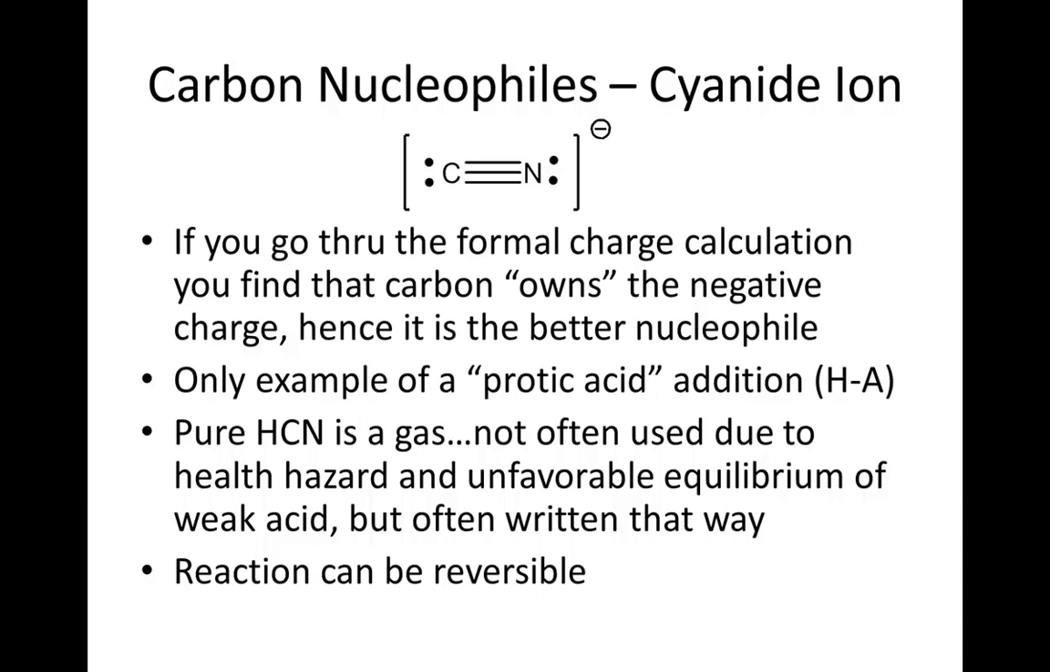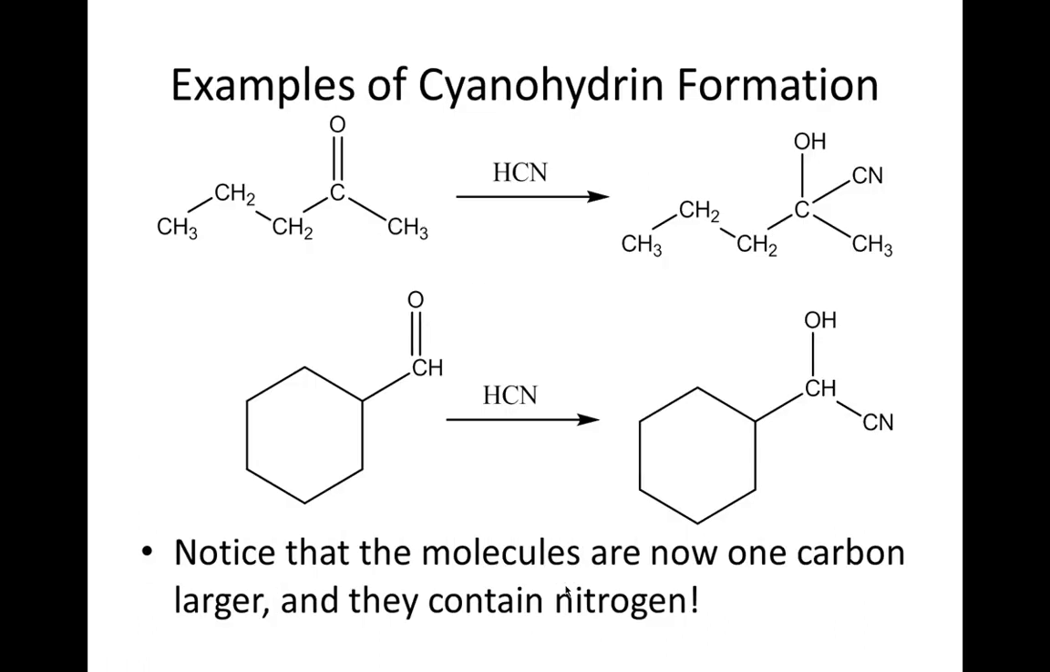If you just think of HCN by itself, it's a weak acid, and so there's not a lot of cyanide ions available. But technically, what we're doing is adding HCN across the carbonyl double bond. So all of this molecule gets incorporated in there, but we don't necessarily have to actually do it from here. And this reaction can be reversible, so let's look at some examples.